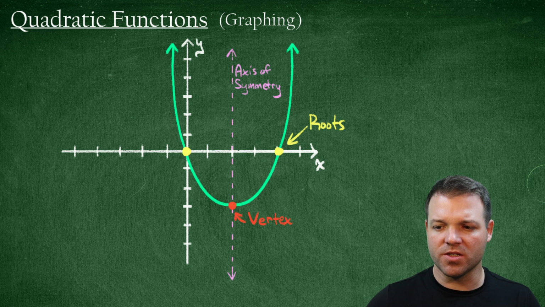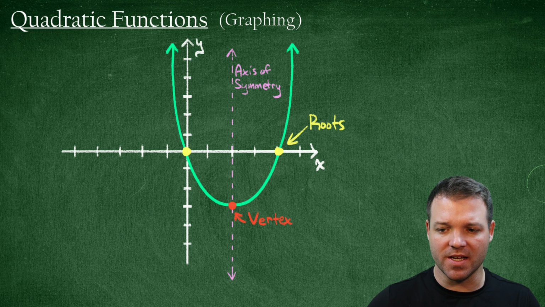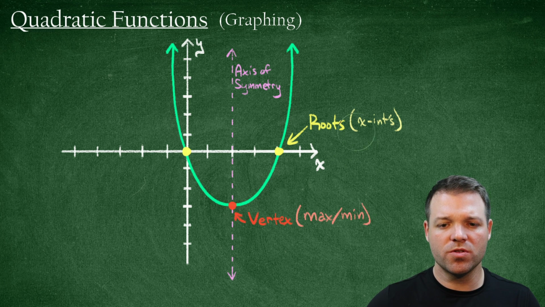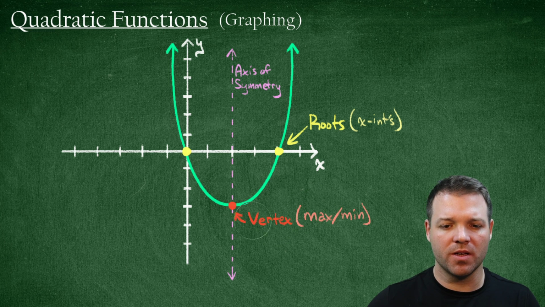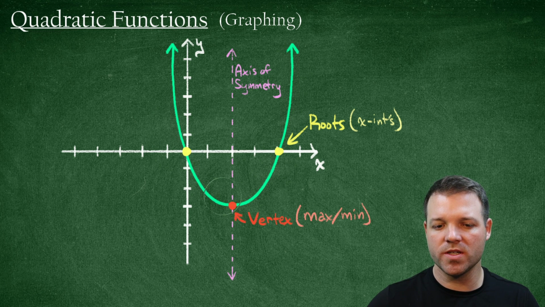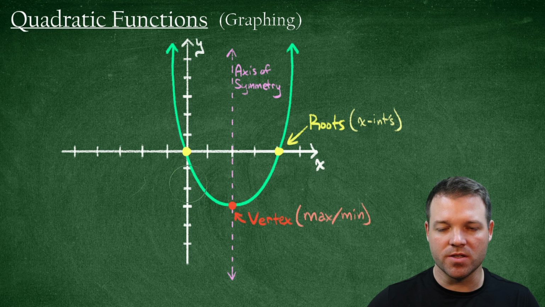And there are some alternative names for both the vertex and the roots. Let me bring those up. So the roots, you can call those x-intercepts because that's what they are. It's where we cross the x-axis. And the vertex, you can also refer to as either the maximum or the minimum of the parabola. In this particular case, it is the minimum because it is the lowest point on this graph. If this parabola was facing downwards, then the vertex would be a maximum.